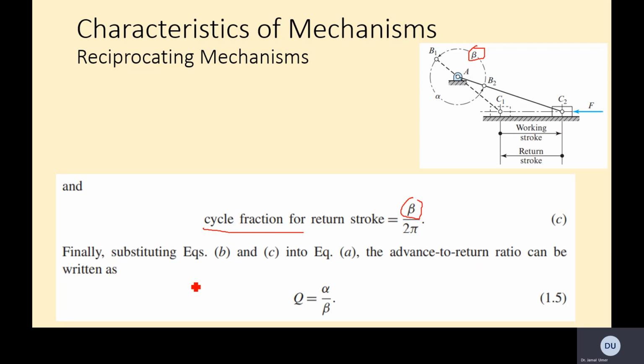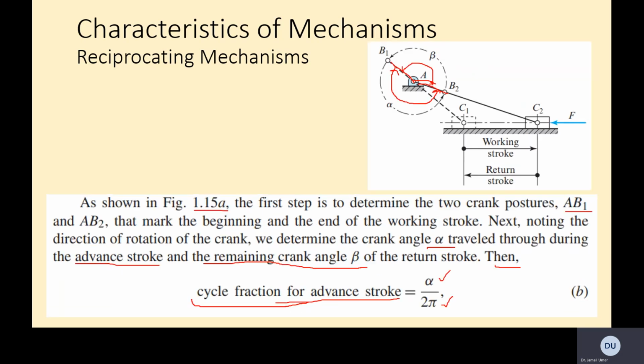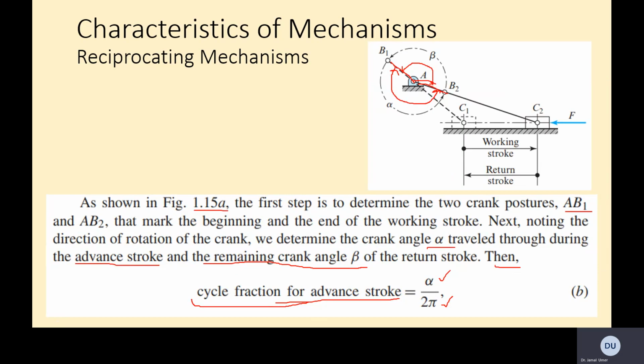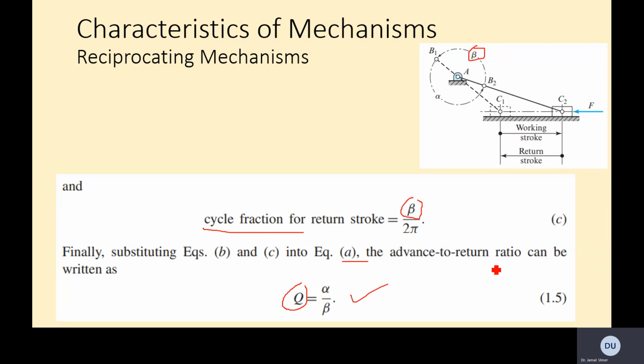Finally, substituting equations B and C into equation A. What is equation A? I will just repeat again. We just want to find the value of Q. Equation A is the cycle fraction for the advance stroke divided by the cycle fraction for the return stroke. You find the independent variables, plug them in, and find the advance to return ratio. That's the way it is determined. Alpha over beta is basically the advance to return ratio, right?